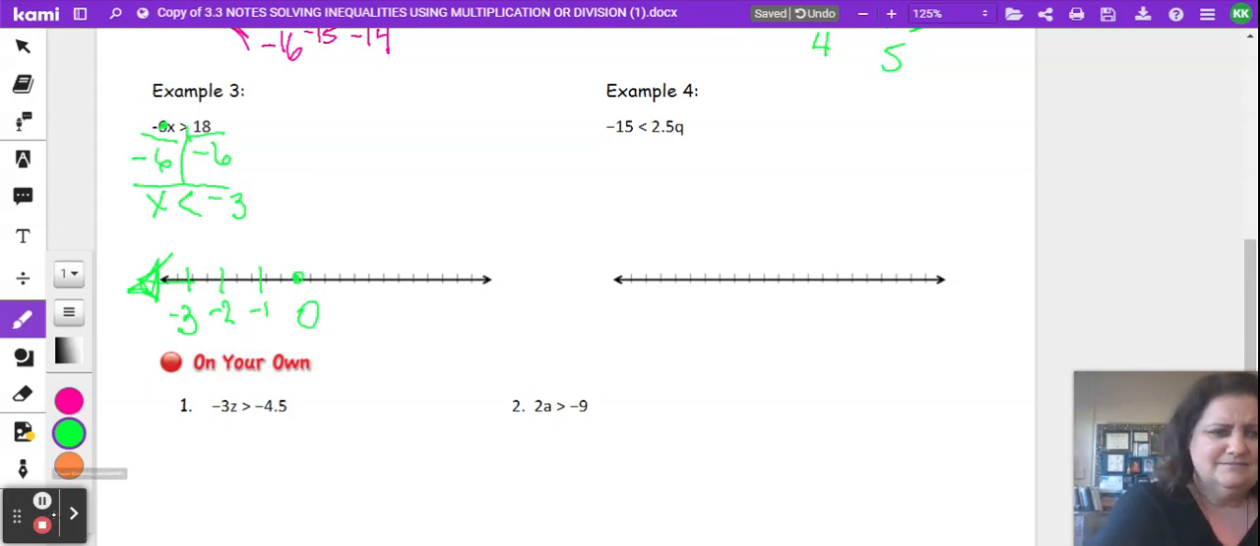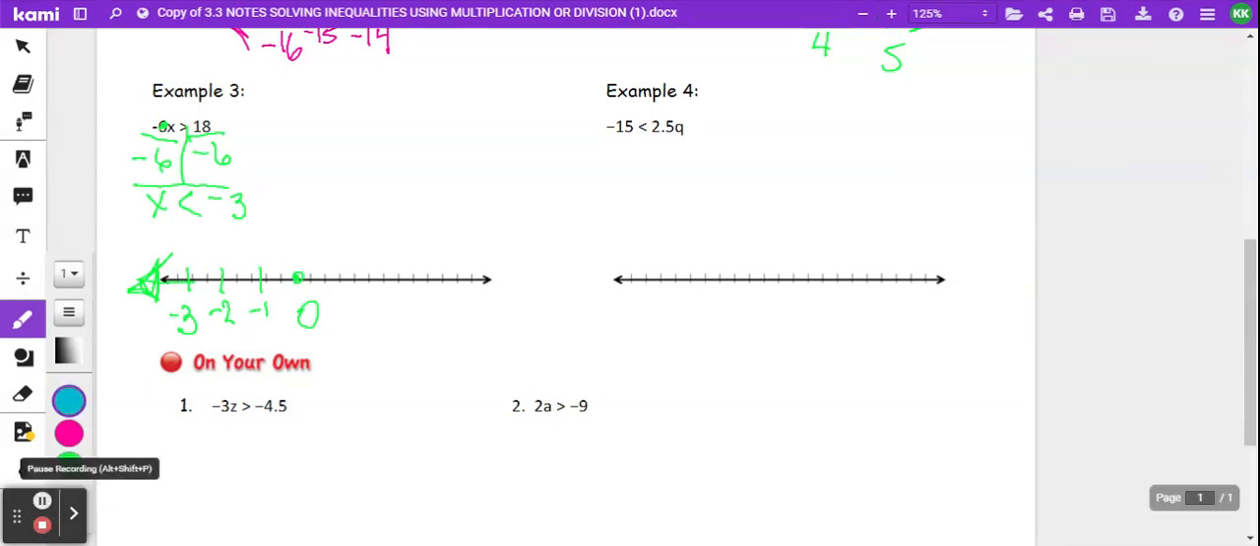Does that look okay? Okay, so here's our last example, but there's one thing that we need to fix on Ms. Deno's. She didn't put the open circle. So there's an open circle there at that negative 3, but she is right. It will go to the left because x is smaller.